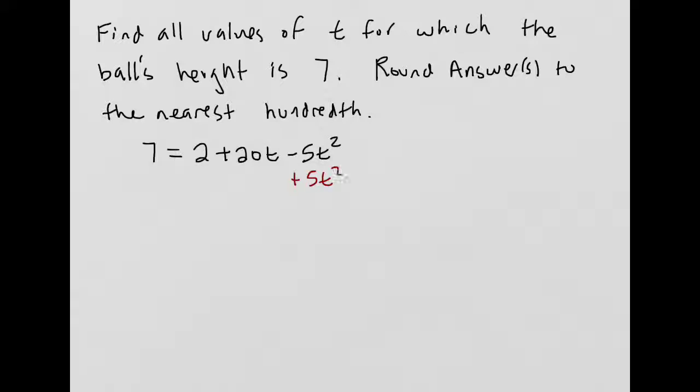I'm going to add 5t squared to both sides. I'm going to subtract 20t from both sides. And I'm going to subtract 2 from both sides. So if we look at what's going to be left on the right-hand side, there's just going to be a 0 there. On the left-hand side, if we write our terms in order, I'll have 5t squared minus 20t, and then 7 and negative 2 is positive 5.